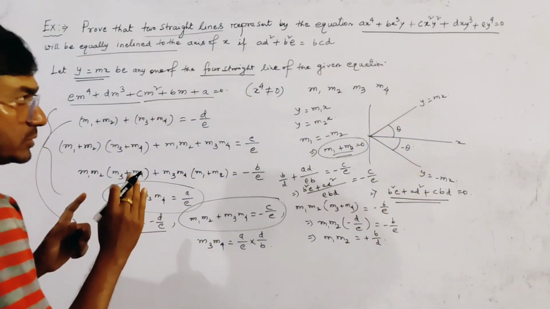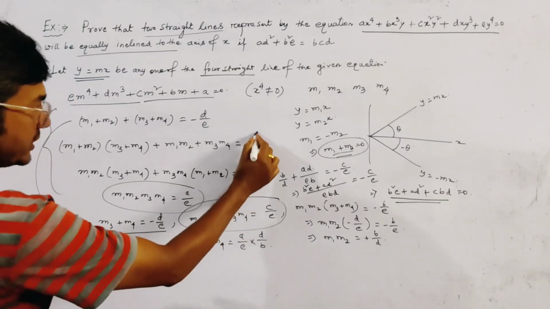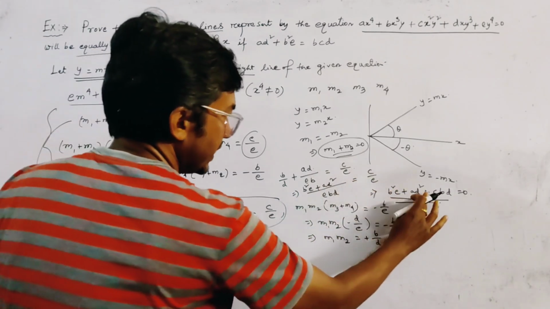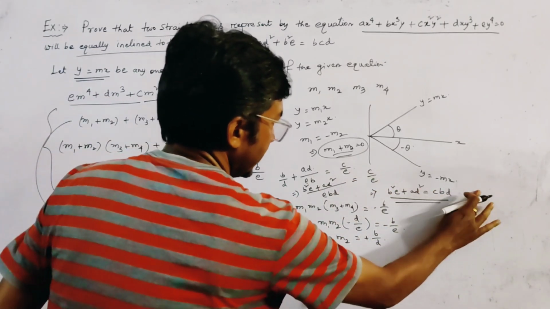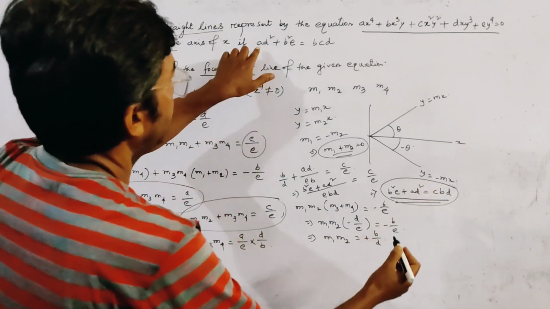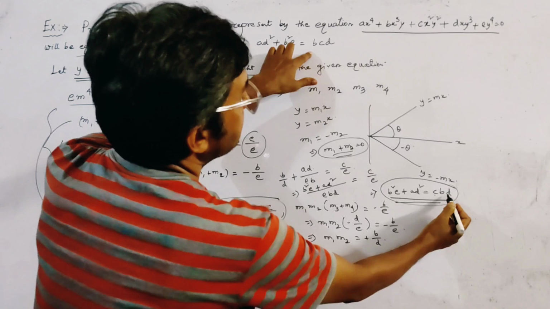We made some small mistake here. This is not minus, this is plus. So this is plus, and this is on the right side, and this is our required proof: b^2 e + a d^2 = b c d.